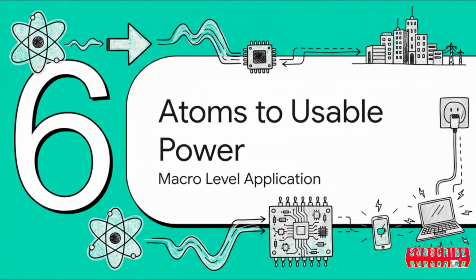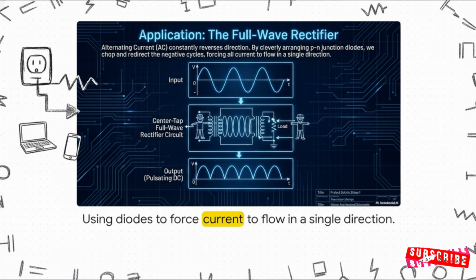And finally, Section 6, from atoms to usable power. Now that we have our one-way valve, we are ready to zoom all the way out to the macro level to see how this actually powers your world. The electricity coming from the wall outlet into your house is alternating current, or AC. It constantly reverses direction, acting completely wild and wavy. But your laptop, your phone, they absolutely need steady, single-direction, direct current. So how do we fix this?